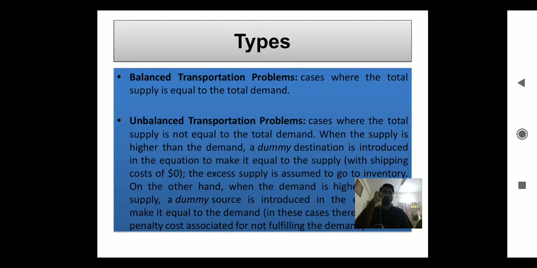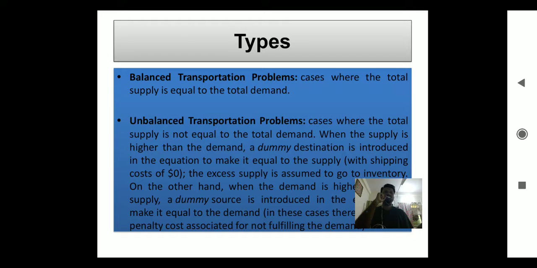On the other hand, when the demand is higher than the supply, a dummy source is introduced in the equation, that is, a dummy row is added, means factory 4 is added. If the question has factory 1, factory 2, factory 3, then factory 4 is added with all the costs 0, and the difference is added to the supply to equal the demand.